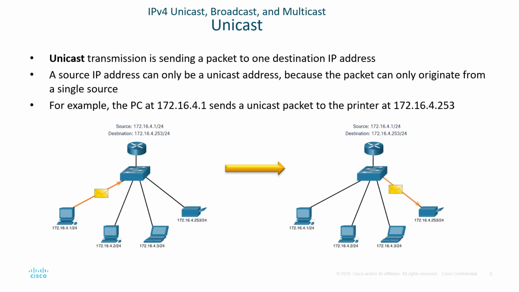So a little refresher here, we've talked about these message types before. Unicast transmission is sending a packet to one destination IP address. A source IP address can only be a unicast address because the packet can only originate from one single source. For example, here the PC at 172.16.4.1 sends a unicast packet to the printer at 172.16.4.253. So 1 to 1.